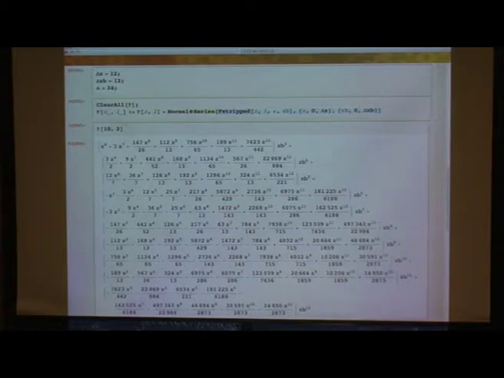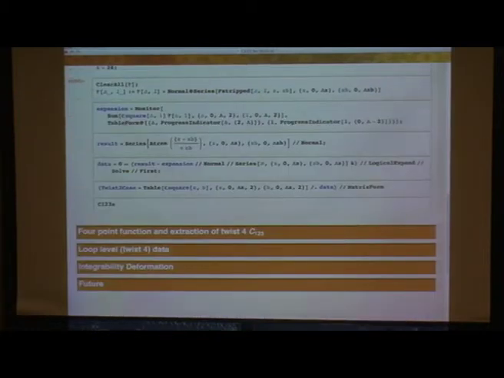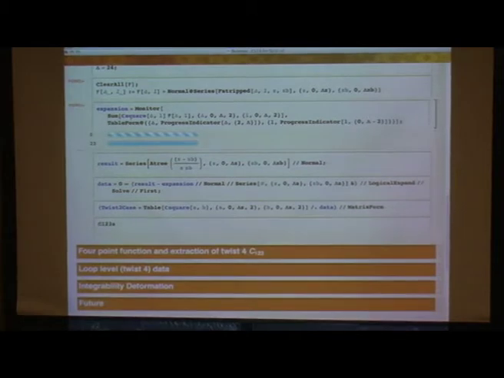So we make this series. On the other hand, here it is just generating this sum of structure constant squared times those conformal blocks.